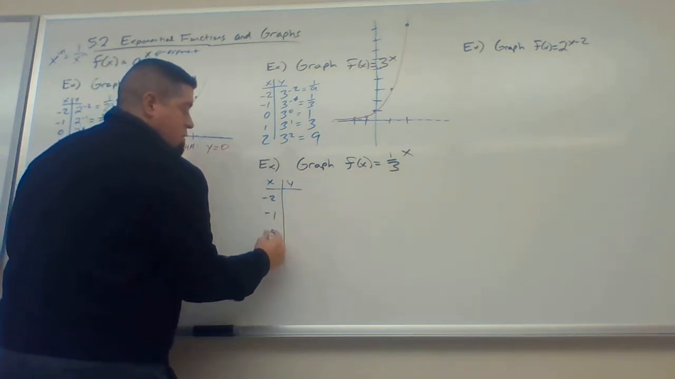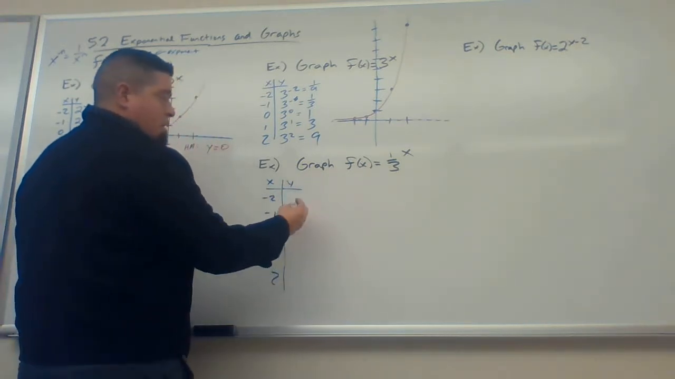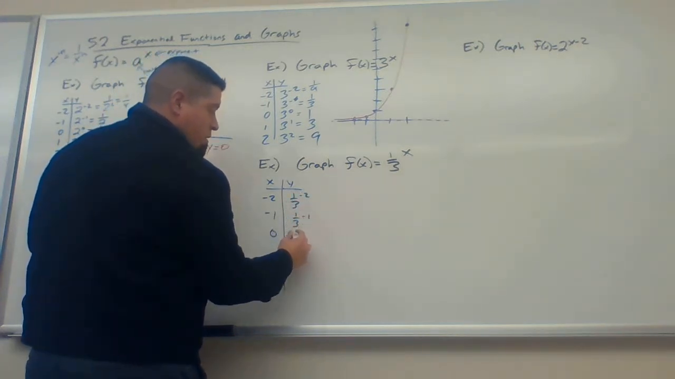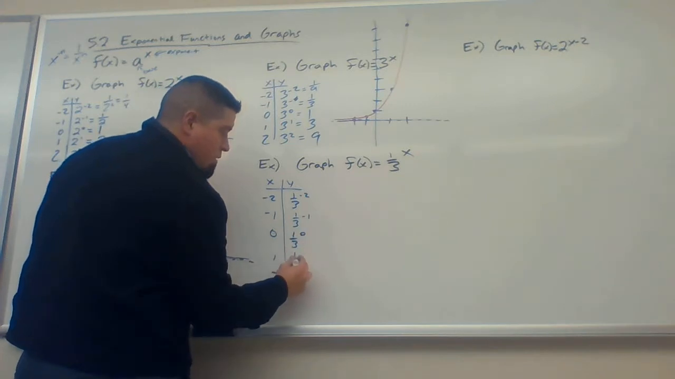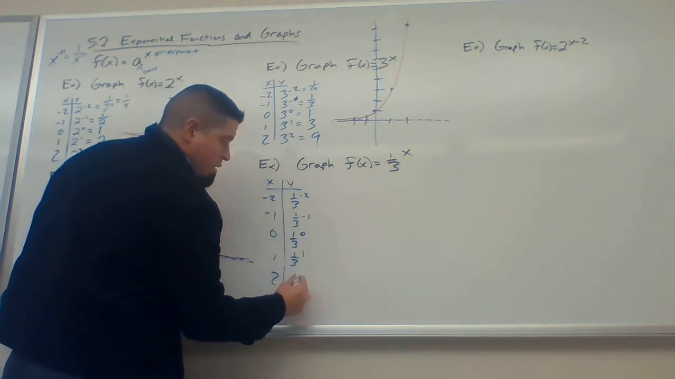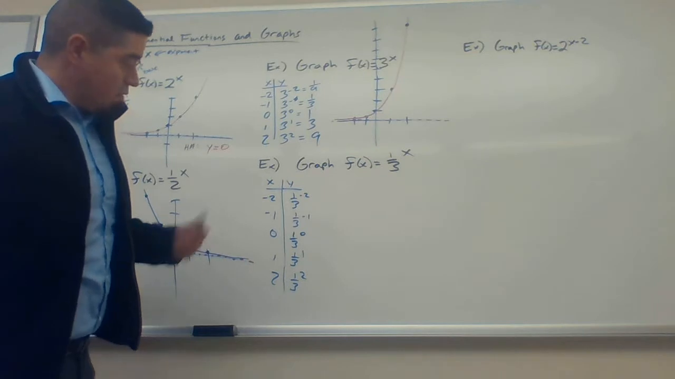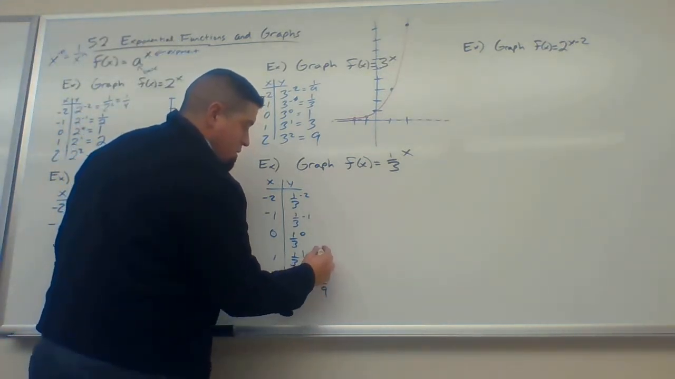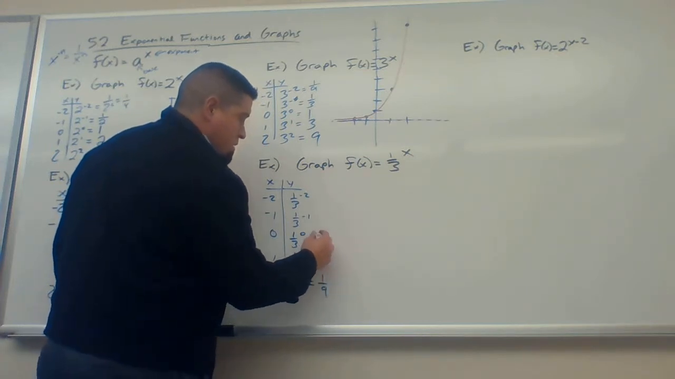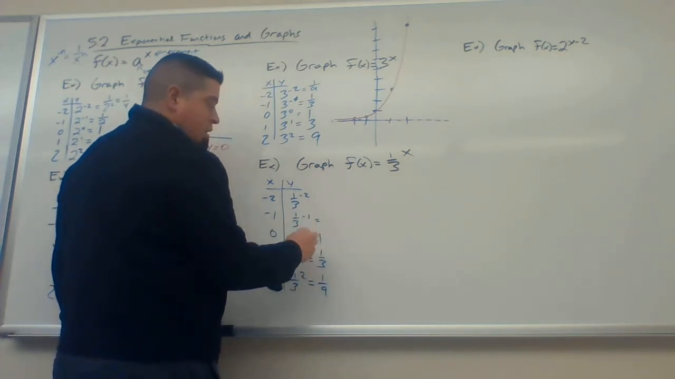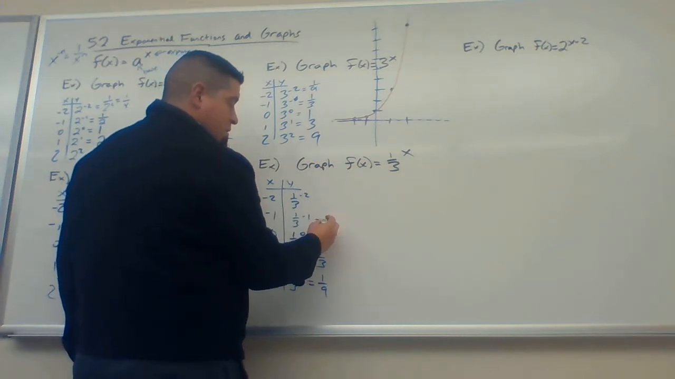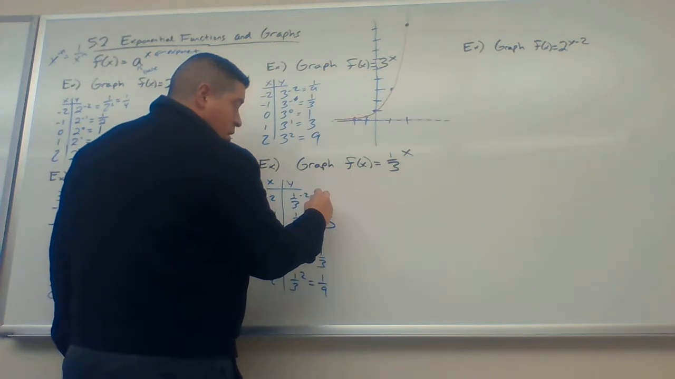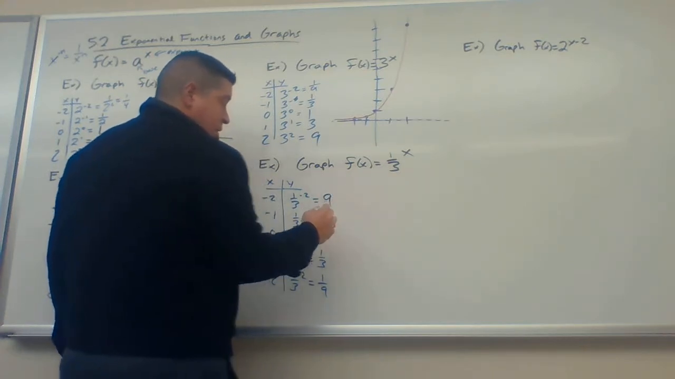-2, -1, 0, 1, 2. Just plug it in. 1/3 to the -2, 1/3 to -1, 1/3 to the 0, 1/3 to the 1, and 1/3 squared. Okay, and evaluate. So 1/3 times 1/3 is 1/9. 1/3 to the first is 1/3. 1/3 to the 0 is 1. 1/3 to the -1 turns out to be the reciprocal, so that's just 3. 1/3 to the -2 is 3 squared, so that's just 9.